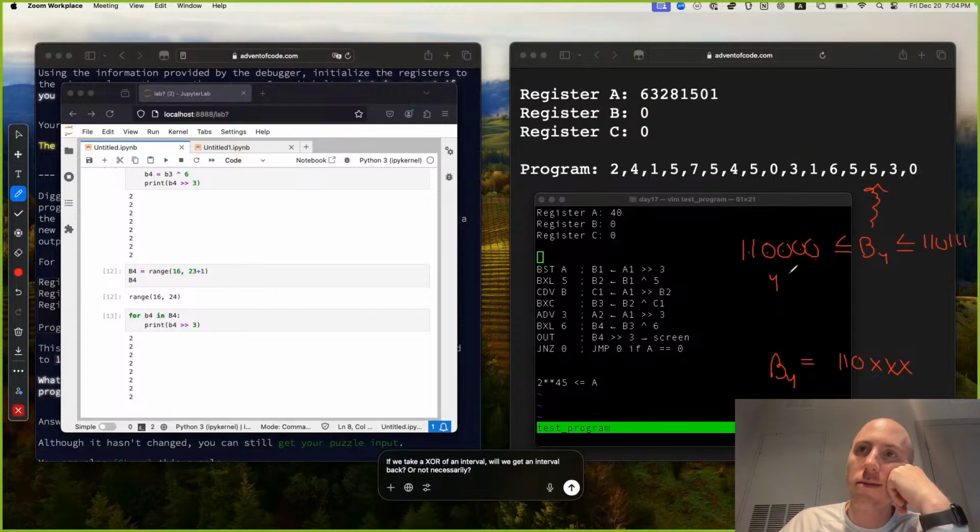Yeah, that's 48. And then 48 plus 7 is 55. So yeah, it's just going to kind of do the same thing.